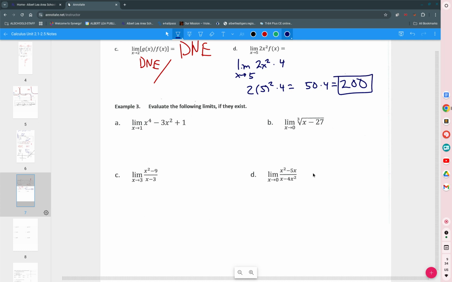So I saw the limit of f of x was 4, and then the question is, well, what do you do about this 2x squared thing? We'll just plug in 5 for the x, and that'll produce it for us. Very good with that?